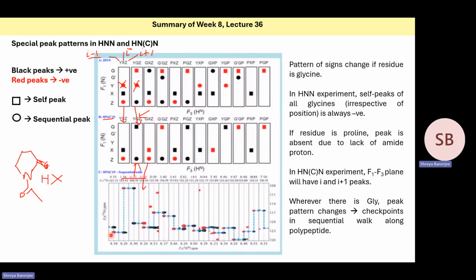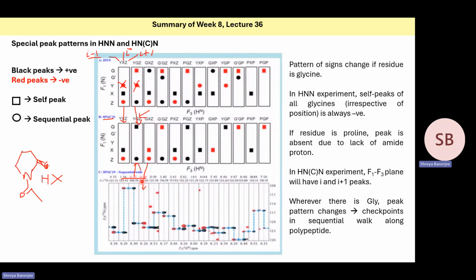So if you're moving to a sequential peak, that is the I+1 residue. Then if you're moving to the next sequential peak, that is the I+2 residue, and so on. So HNCA helps you walk along the polypeptide and find out the polypeptide sequence. That is, it gives a directionality to the polypeptide.